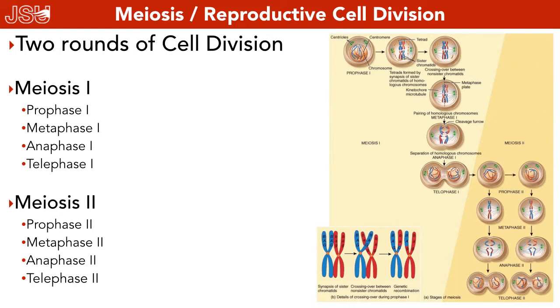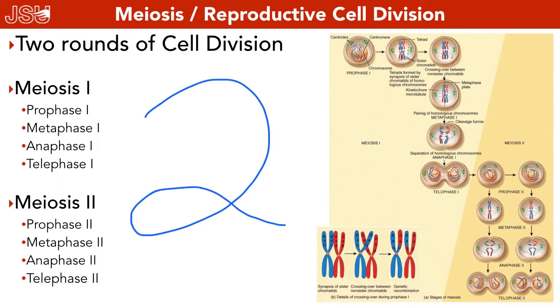So how many stages does meiosis have? Two major stages, meiosis one and meiosis two. Okay, and we're going to talk about each one of these points going forward. This is an overview. Any questions at this point? I know it's a complex topic, and if you have questions, this is the time to ask.